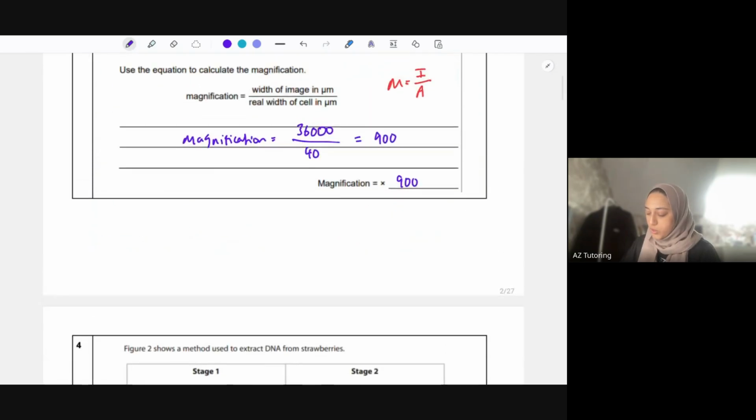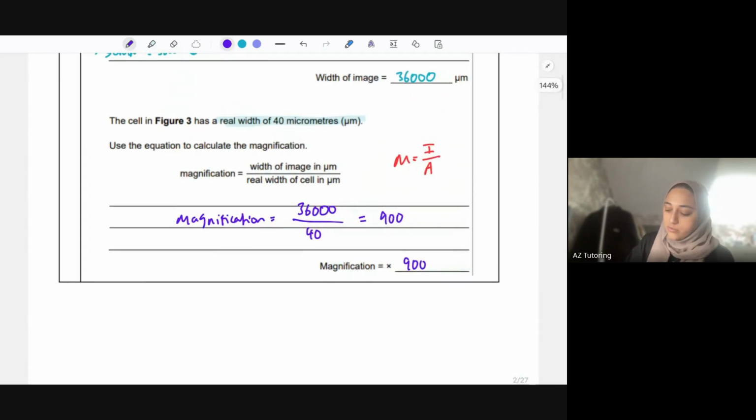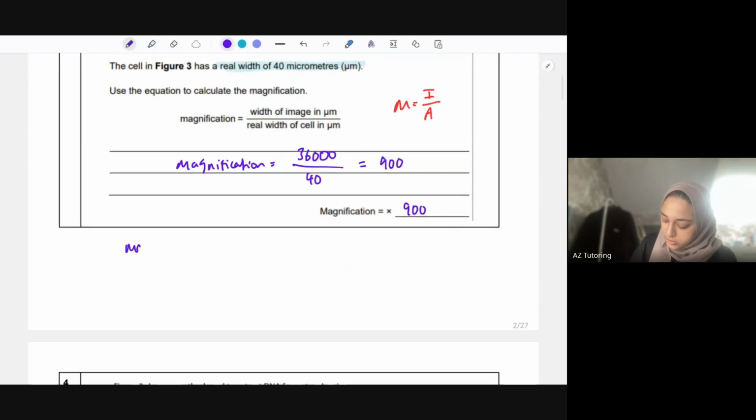Now, there's one thing I just want to cover, the difference between magnification and resolution, which students tend to get quite confused with. So magnification is how much you make an image larger. Think about if you've got your phone screen and you're zooming into something, that's magnification. So it's how much bigger you're making something.